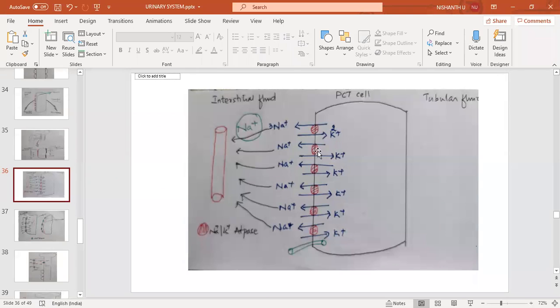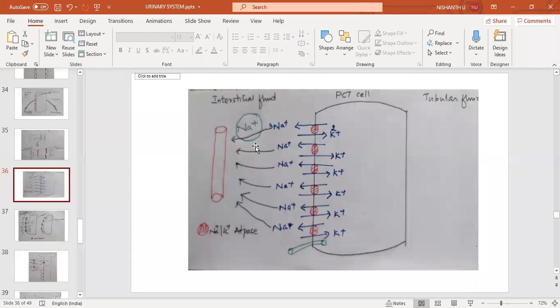But still this ATPase is pushing the sodium from the cell, the proximal convoluted tubule cell, into the interstitial fluid. That means it is against the gradient. That means it is against the rule. Even though sodium is rich here, even though sodium is less here, it is pushing all the sodium from the cell into the interstitial fluid. And then this sodium will get reabsorbed. And this structure is called sodium potassium ATPase.